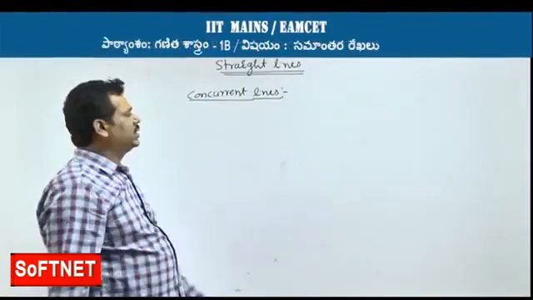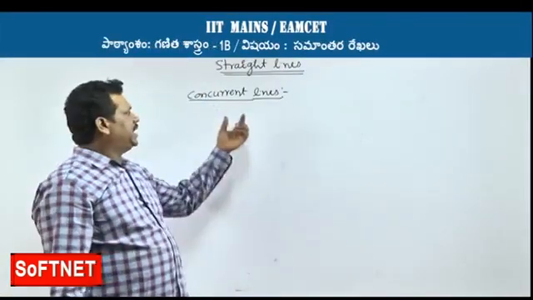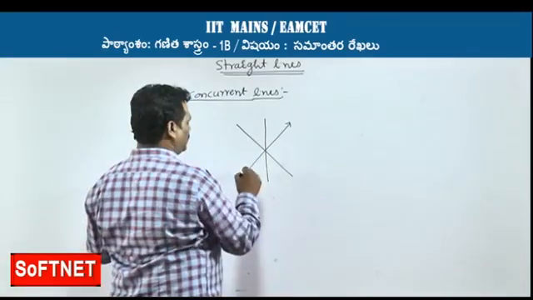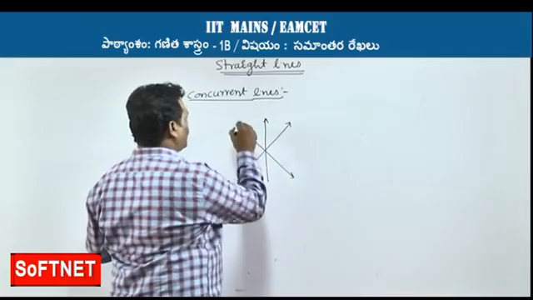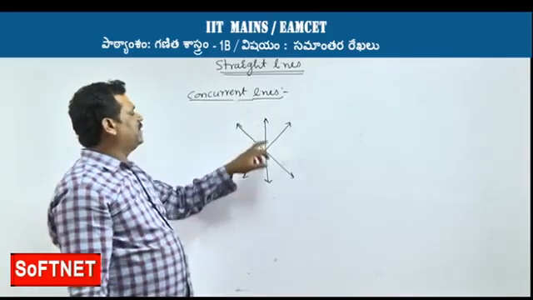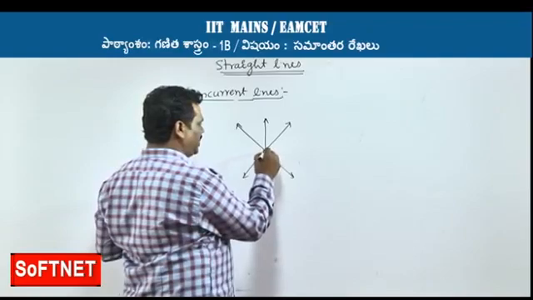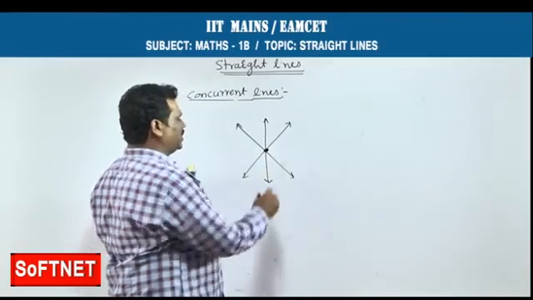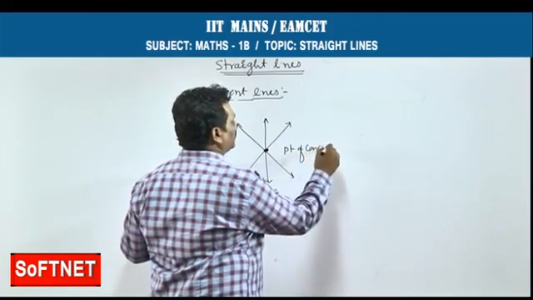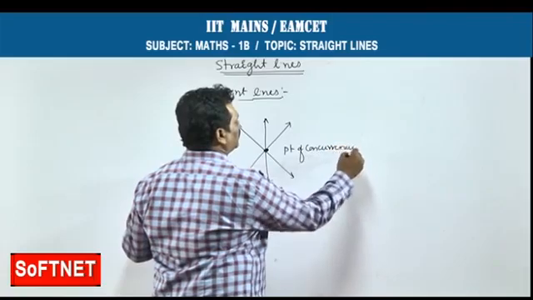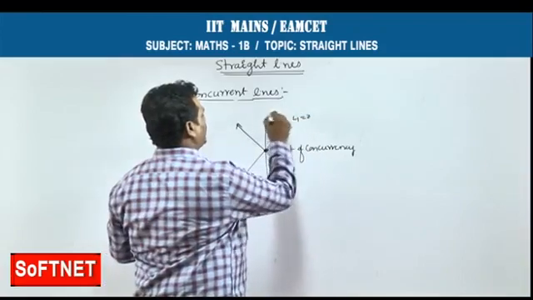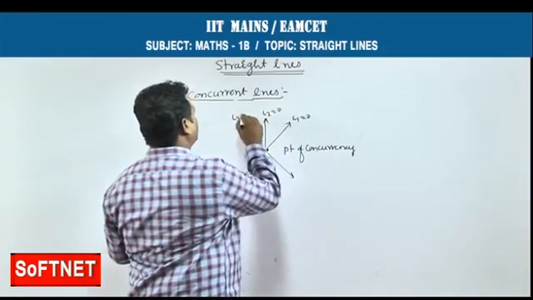Next definition is concurrent lines. Three or more lines are said to be concurrent lines if they have a point in common. The common point is called the point of concurrency. This is the first line, this is the second line, and this is the third line.